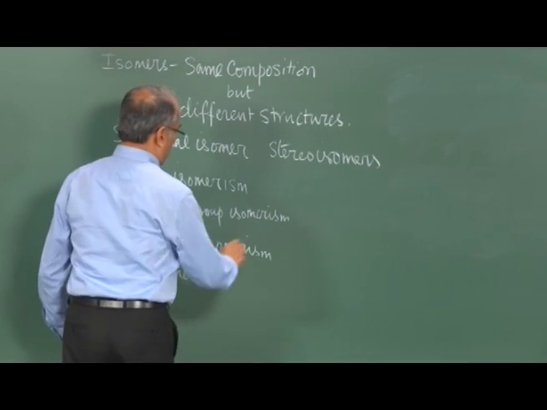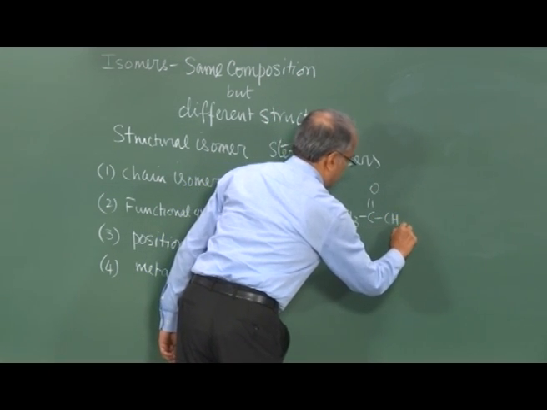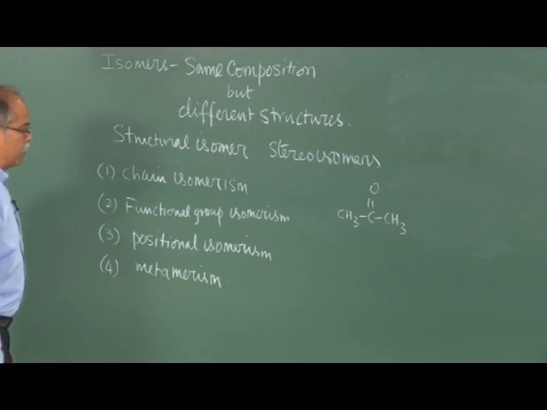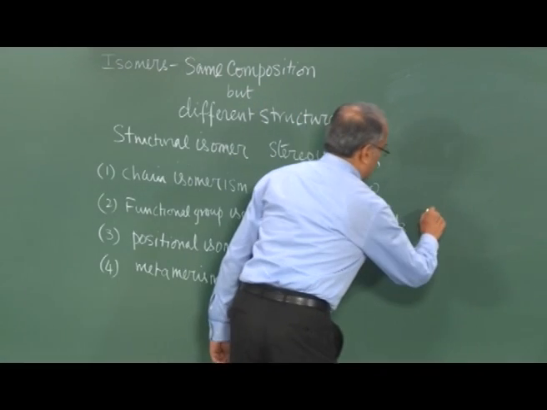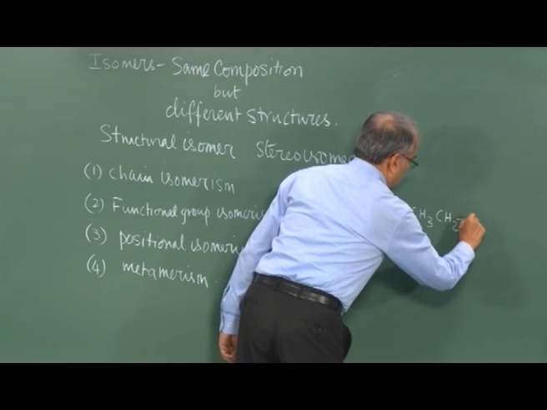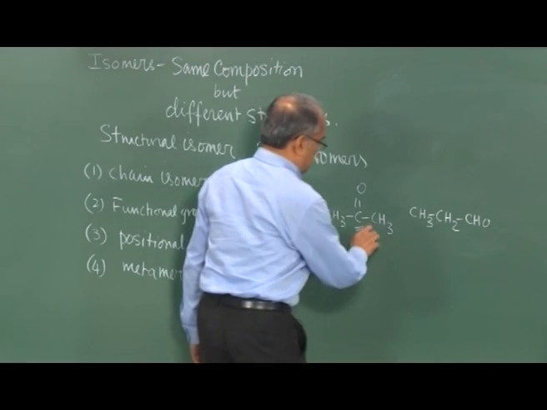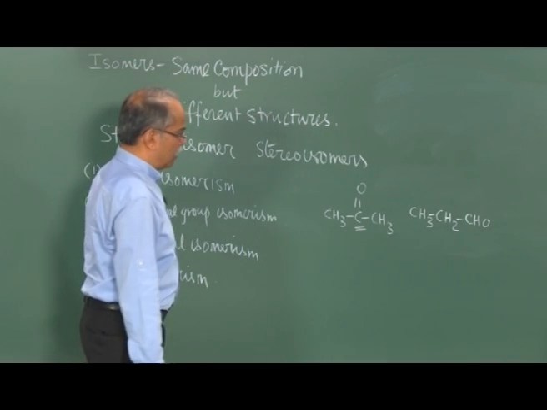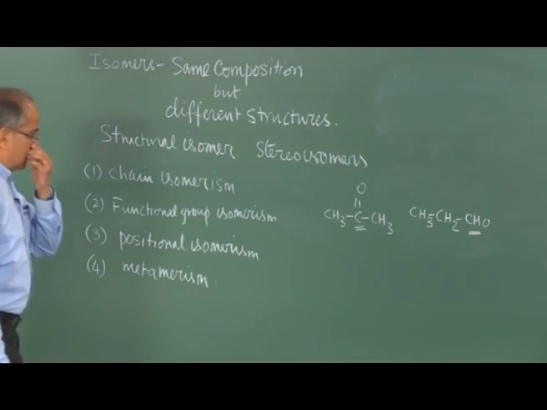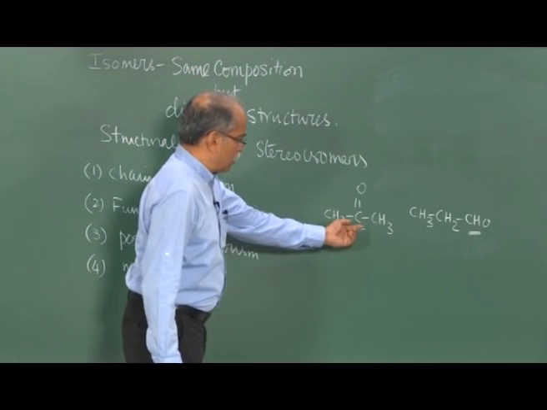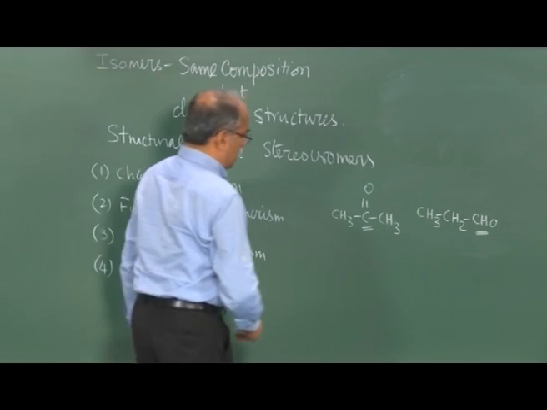Now, in case of functional group isomers, if you consider for example this example, this is acetone. The functional group here is ketone, which is the C double bond O functional group in this molecule. One can also have an aldehyde which has the same molecular formula, propanal for example. In this particular case, the two structures have the same molecular formula or elemental composition, but the functional group is different. In this case the functional group is an aldehyde, whereas in this case the functional group is a ketone. So, they constitute functional group isomerism. By this example, one can illustrate it.